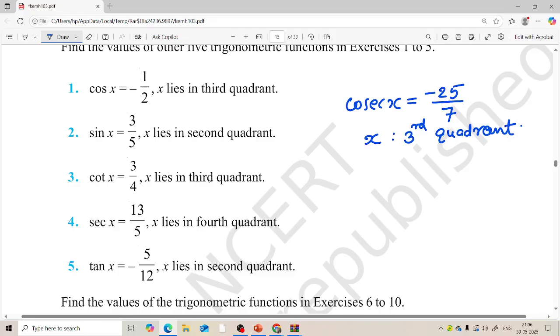Okay, sir. Cosec x. Fadil, are you able to do this problem? Yes, sir. Completed. Please send it on WhatsApp. Okay, sir.